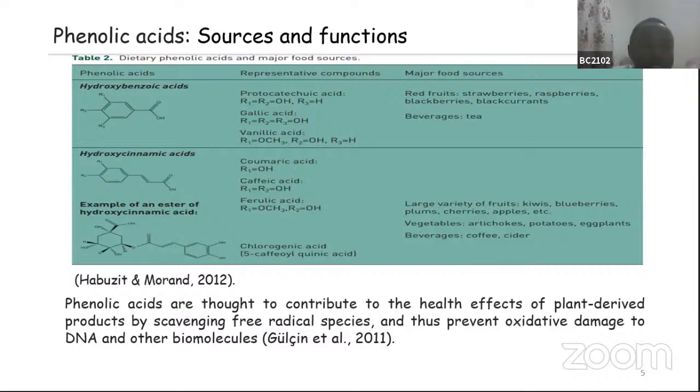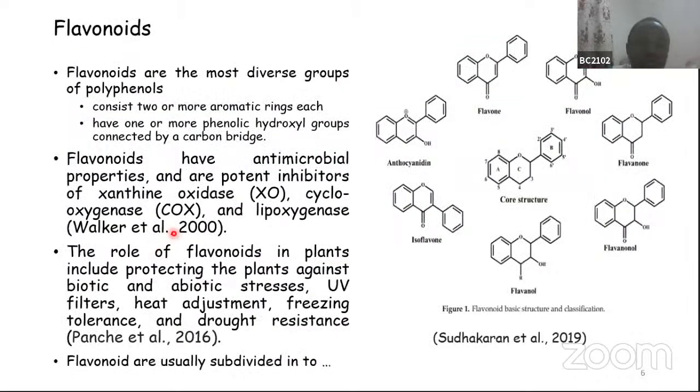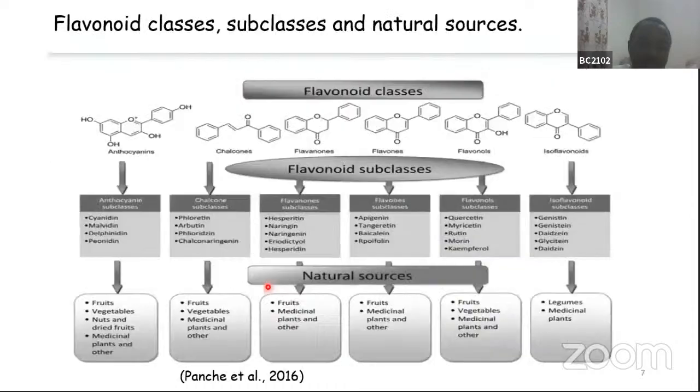The flavonoids are the most diverse group of plant polyphenols. They contain two or more aromatic rings and several phenolic hydroxyl groups attached to them. The flavonoids are usually subdivided into anthocyanidin, flavone, flavonol, flavanone, and others. These flavonoids are known to have antimicrobial properties and to be potent inhibitors of certain enzymes, such as xanthine oxidase, cyclooxygenase, and lipoxygenase. These are the classification of the flavonoids that I have said earlier.